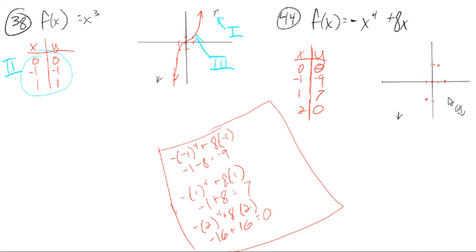So we see it making the shape that it should. We know that it should be going down on the left and down on the right. And so this is a fine graph right here. If you actually graphed it in the graphing calculator, it may have some more curviness to it than what yours has here, but this is a good job.